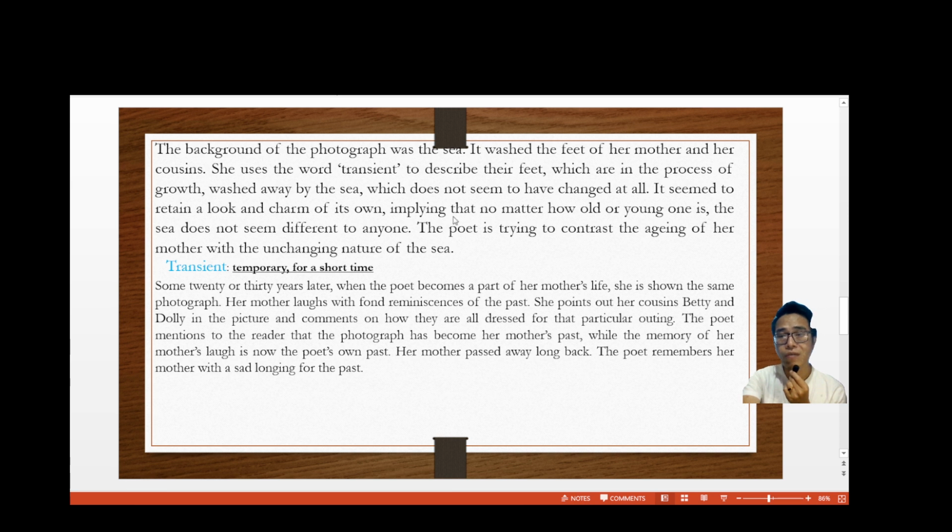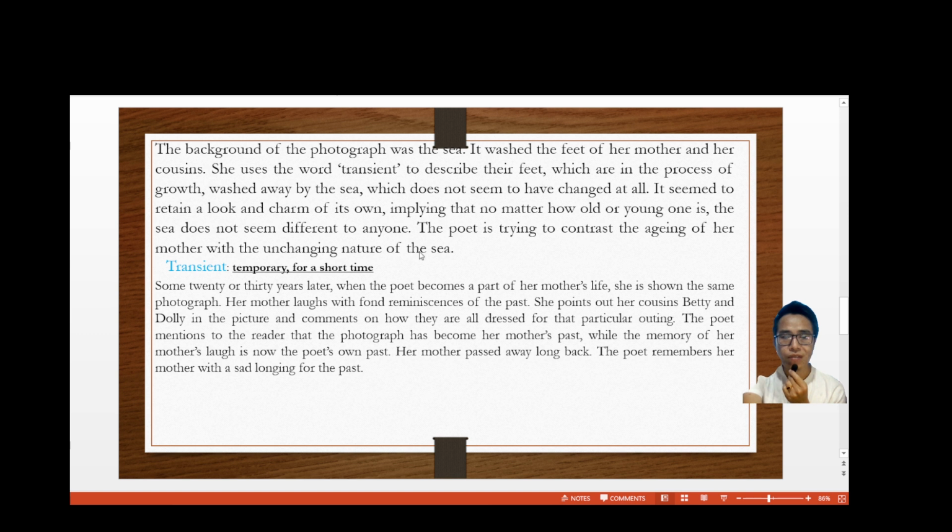She points out, she is referring to the poetess's mother here. She even points out her cousins Betty and Dolly in the picture and comments on how they are dressed for that particular outing. Now she's also, in a funny way, pointing with her fingers in the photograph towards Betty and Dolly, who are actually standing on either side of herself, and saying how they were dressed for the sea holiday.